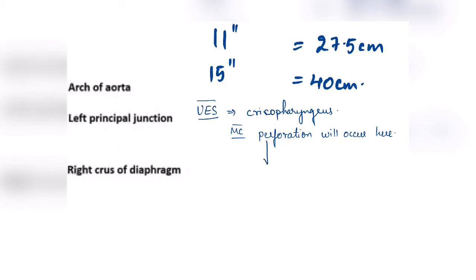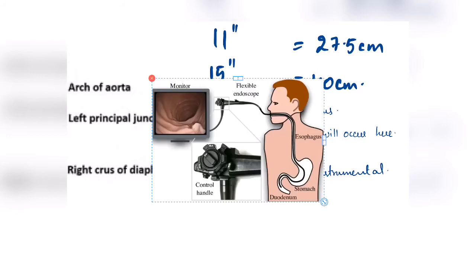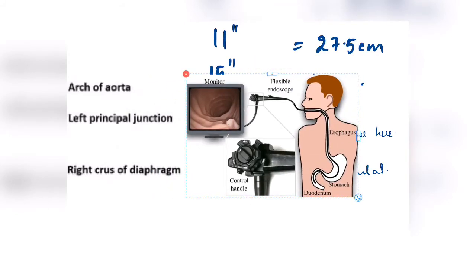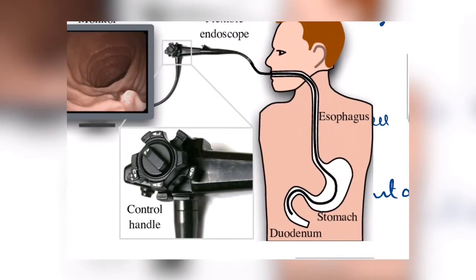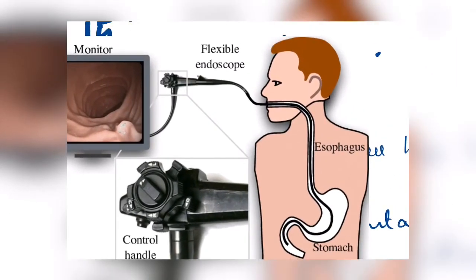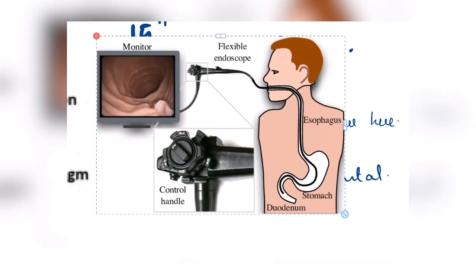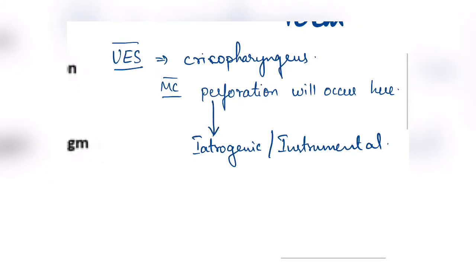The most common cause of this perforation is that it may be iatrogenic or instrumental, because mostly it occurs during upper endoscopic procedures. Here we can appreciate in the image that when the flexible endoscope is passed through the esophagus, it may damage the layers present on the inside of the esophagus. In this way, the most common perforation takes place at the upper esophageal sphincter.